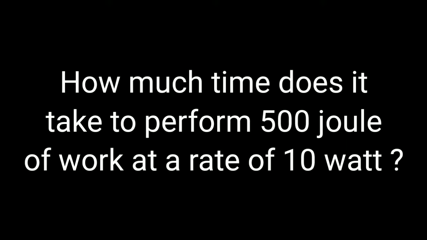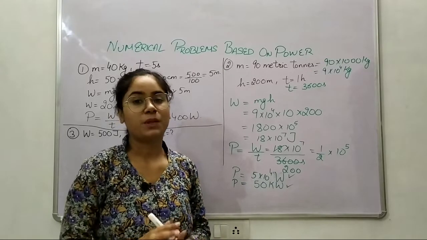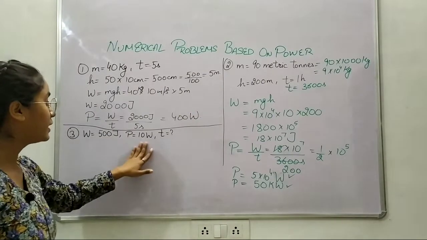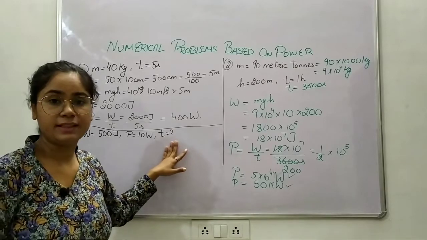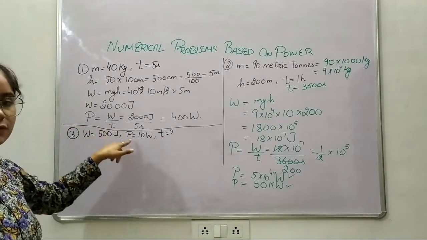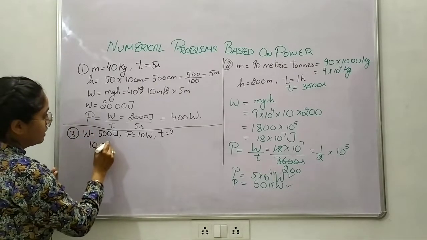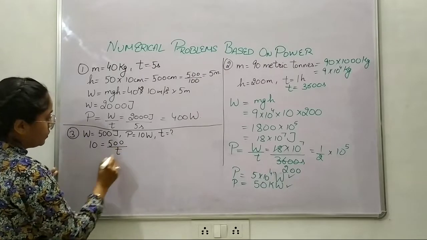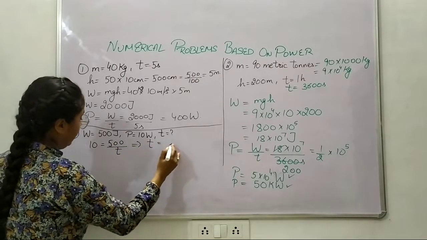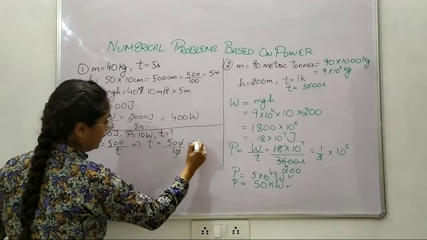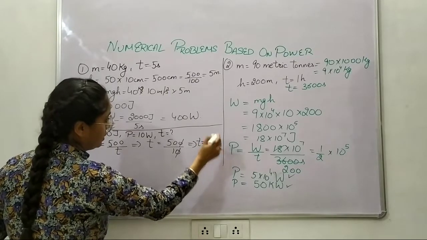In the next problem, how much time does it take to perform 500 joule of work at a rate of 10 watt? Well, this problem is very simple. In this problem, we are given the work done, we are given the power, and we need to calculate the time. So you remember this formula. So from this formula, I'm just simply taking up the values. 10 equals 500 over t. So the time here will be 500 over 10. That means time equals 50 seconds. So this is our answer.